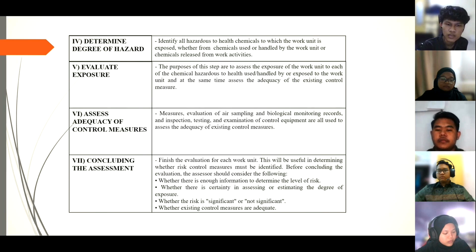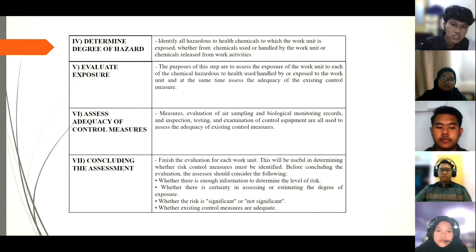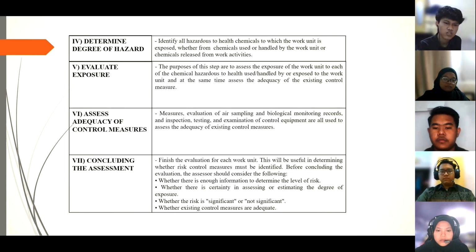Concluding the assessment. Finish the evaluation for each work unit. This will be useful in determining whether risk control measures must be identified. Before concluding the evaluation, the assessor should consider the following: whether there is enough information to determine the level of risk, whether there is certainty in assessing or estimating the degree of exposure, whether the risk is significant or not significant, and whether the measures are adequate.